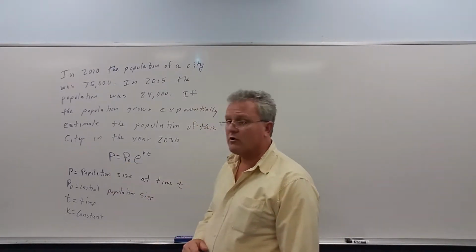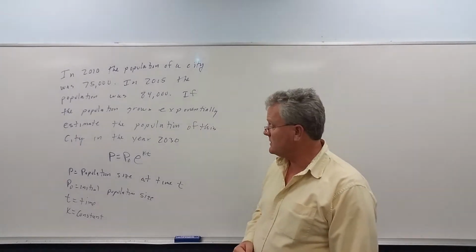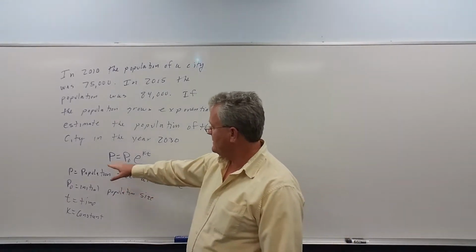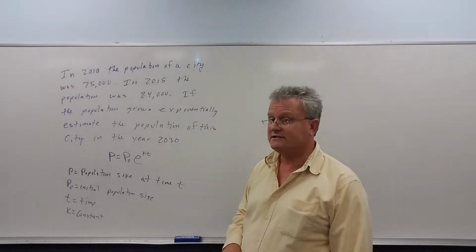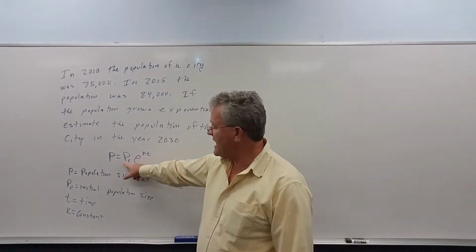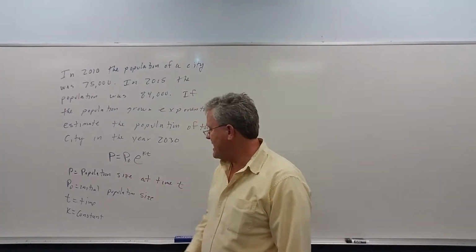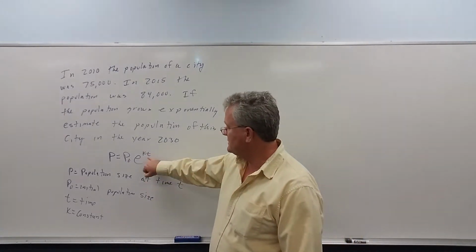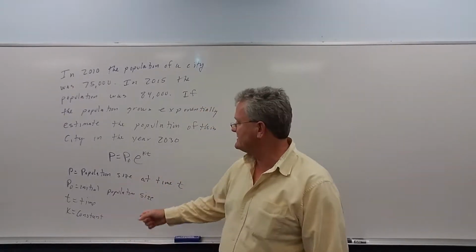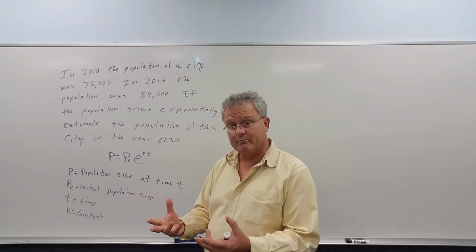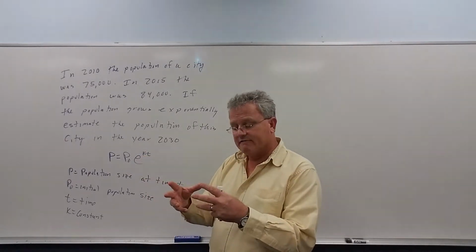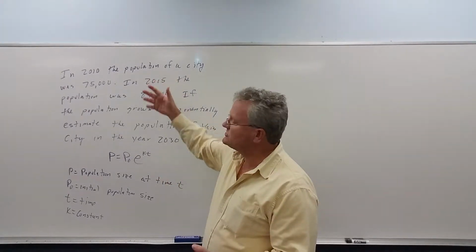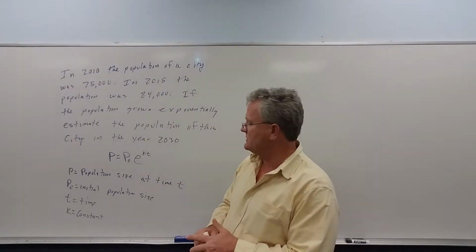Well, this is the basic formula for exponential growth or decay. It's growth if k is positive, if k is negative it's decay. P is the population size at any time t. P naught, or P0, is the population size at the very beginning, the initial population size. t is our time and k is a constant. k changes with every problem. Basically, the value of k tells us how fast or slow our situation grows or decays.